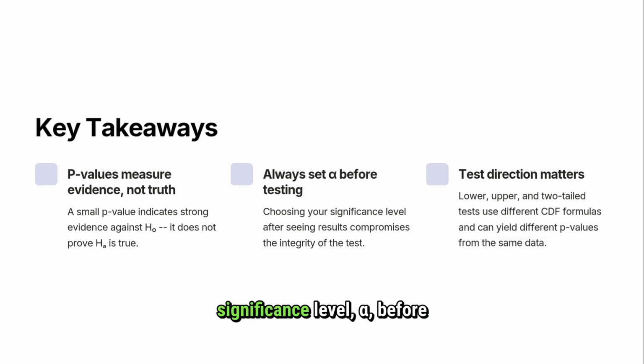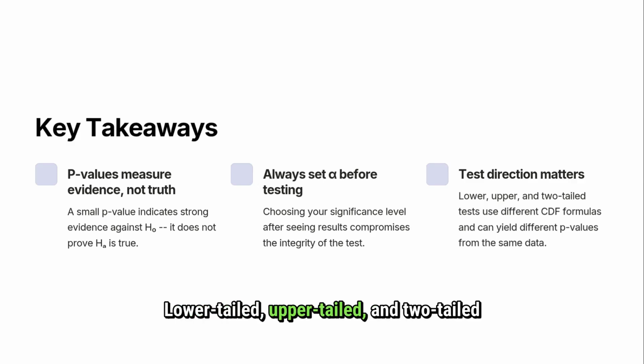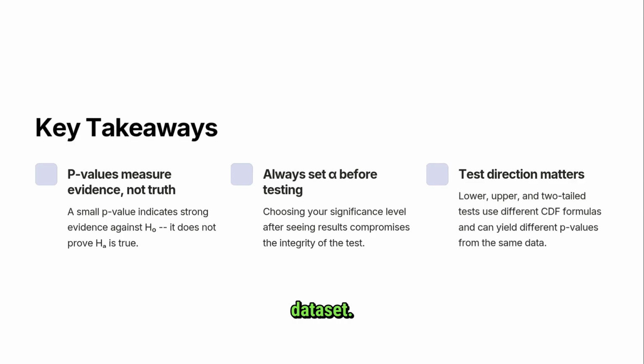Second, always define the significance level, alpha, before conducting the analysis. Setting alpha after reviewing the results can introduce bias and compromise the integrity of the test. Establishing the decision criteria upfront ensures an objective and consistent approach. Third, the direction of the test matters. Lower-tailed, upper-tailed, and two-tailed tests evaluate evidence differently and can produce different p-values from the same dataset. Therefore, the appropriate test should always be selected based on the business question and hypothesis being evaluated.